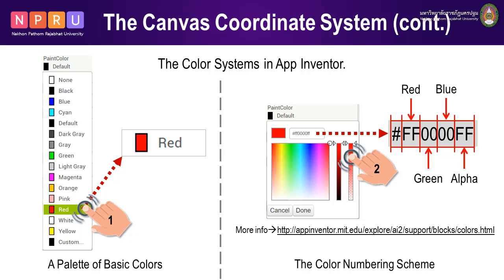Okay, let's explore more about the color systems. App Inventor provides a palette of basic colors that we can use to paint pixels or other user interface components. Moreover, we can access a wider range of colors by using the color numbering scheme. For more information about the color numbering scheme, check it out at http://mit.edu/explore/ai2/support/blocks/colors.html.